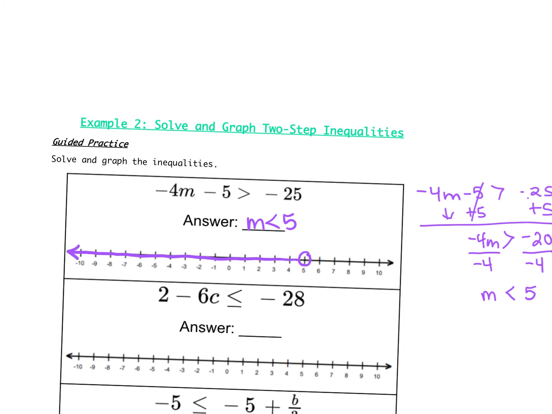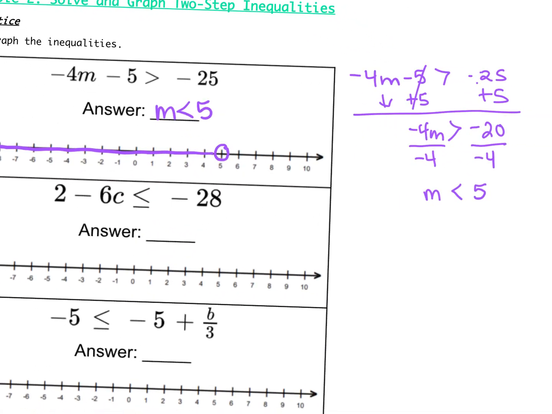I'm going to do a different color for this one. So we have 2 minus 6c is less than or equal to negative 28. So we're going to get rid of the 2 first. So how to undo a 2, how to make it go away? Well, if it's a positive 2, we subtract 2. 2 minus 2 gives us 0. But what we do to one side, we have to do the other. So we're going to minus 2 over here. So now, remember, this subtraction sign goes with this number. You can't just make it go away. So this is going to now be negative 6c.